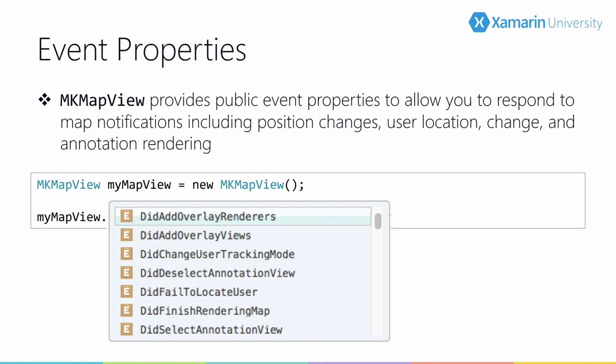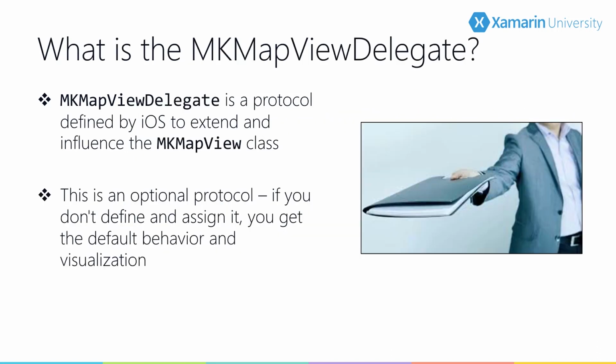Now let's talk about customizing the MKMapView. We have two possible approaches. First, the MKMapView class exposes public event properties which can be used to respond to map notifications. This allows us to respond to user input, map viewport changes, or control the visualization for annotations displayed on the map. Alternatively, we can use a map view delegate class. MKMapViewDelegate is a protocol. It's implemented as a class in C#, and we can use this to respond to those same update notifications on the map. Again, this includes responding to map positional changes, managing annotation views, and tracking the user location.